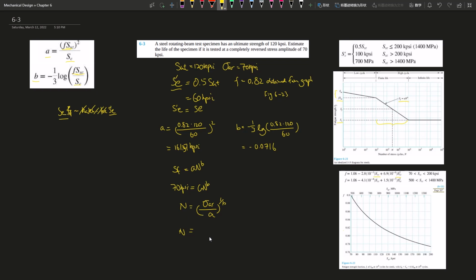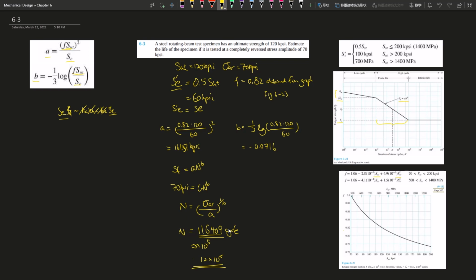I'm going to plug this into my calculator. This is 70 divided by A, which is 161.7, to the power of 1 divided by negative 0.0716. In the end, you should get somewhere about 116,409, or you can estimate it as 1.2 times 10 to the power of 5. Remember the unit, it's cycles. So that's it for this question.